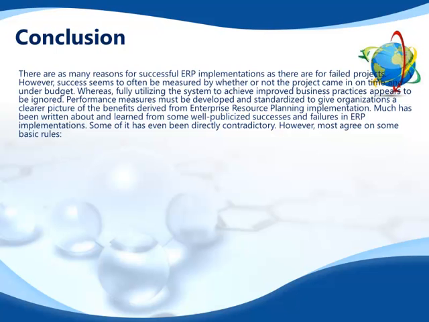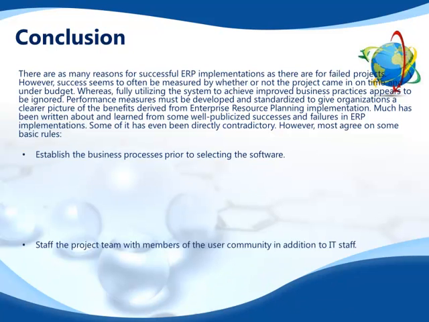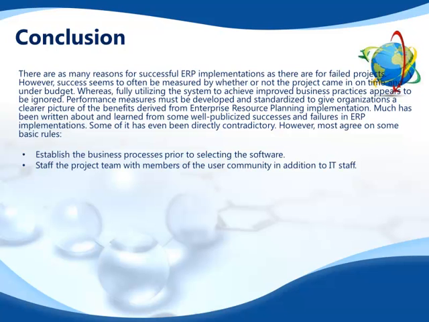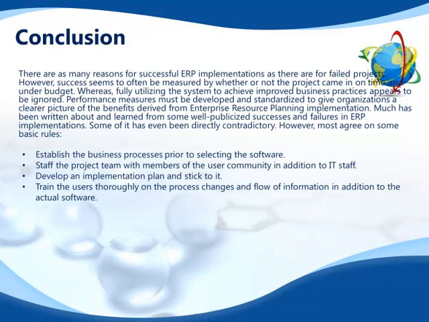Some of it has even been directly contradictory. However, most agree on some basic rules. Establish the business processes prior to selecting the software. Staff the project team with members of the user community in addition to IT staff. Develop an implementation plan and stick to it. Train the users thoroughly on the process changes and flow of information in addition to the actual software. The project doesn't end with go live, but must be continually monitored.